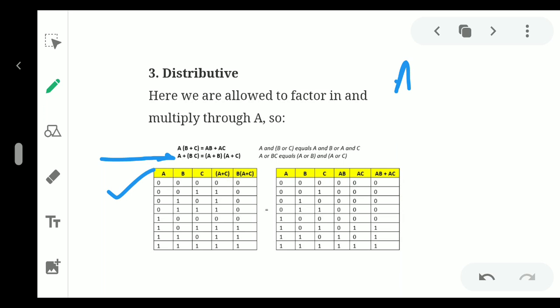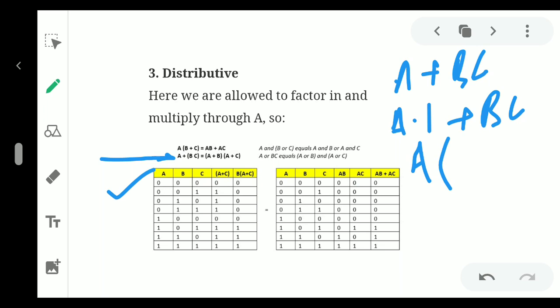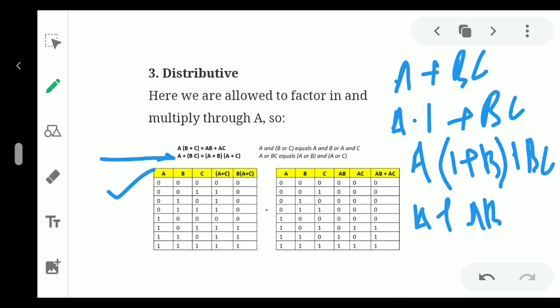I am writing A plus BC. A means 1 into A, so we can write that. A into A means A. Now, instead of 1, I am writing 1 plus B, then plus BC. So what can we take common? It becomes A plus AB plus BC. Now we can write A into 1 plus AB plus BC.